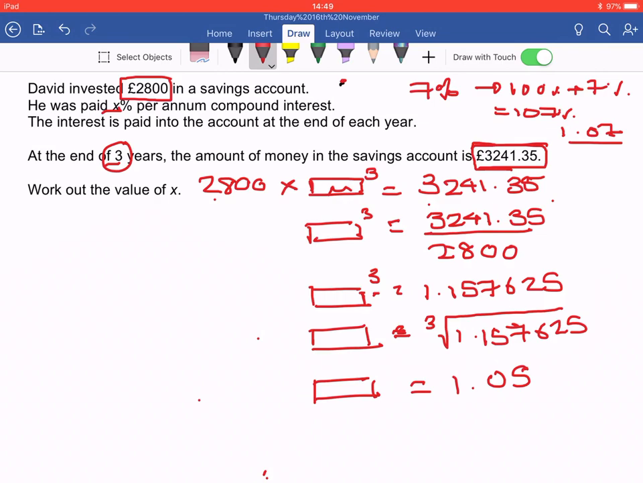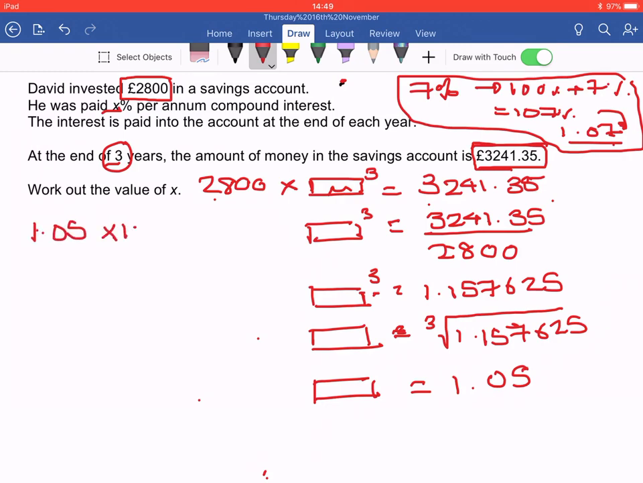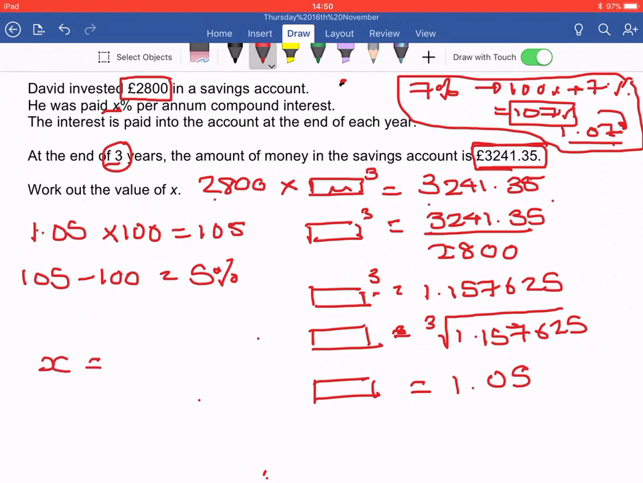At this point, if you think back to what we did at the top to get our multiplier, we can just go back. How do I get from 1.07 back to 7%? Well, what we did is divide by 100 and then add 100, so we do the opposite. If we've got 1.05, we times by 100, which gives us 105, similar to having this 107. And instead of adding 100, we take away 100. So 105 take away 100 gives us our percentage of 5%. So our value of x, which is our interest, is 5%.